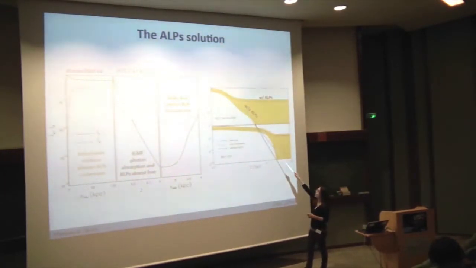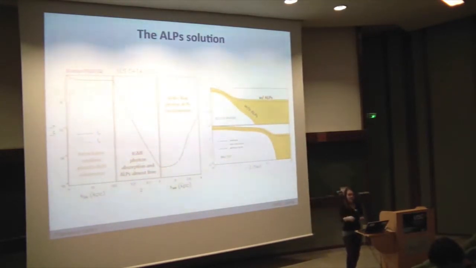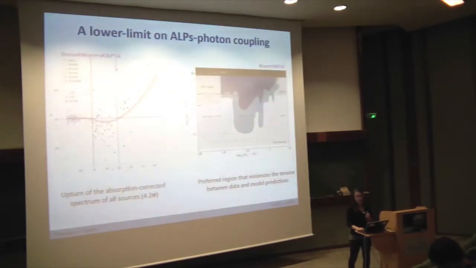Without ALPs, you have a very soft spectrum. With ALPs, you have a very hard spectrum. And this might actually solve some of the issues that have been seen related to the TeV transparency of the universe. And you can use that to set a lower limit on the coupling versus mass.